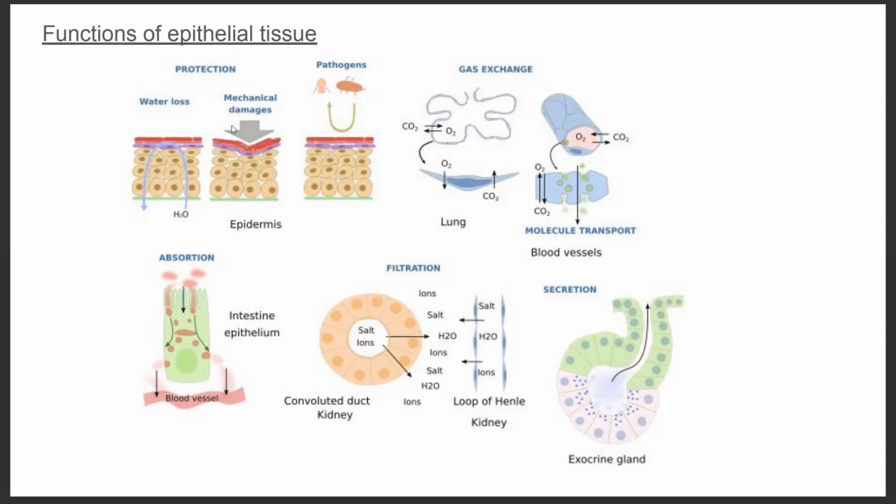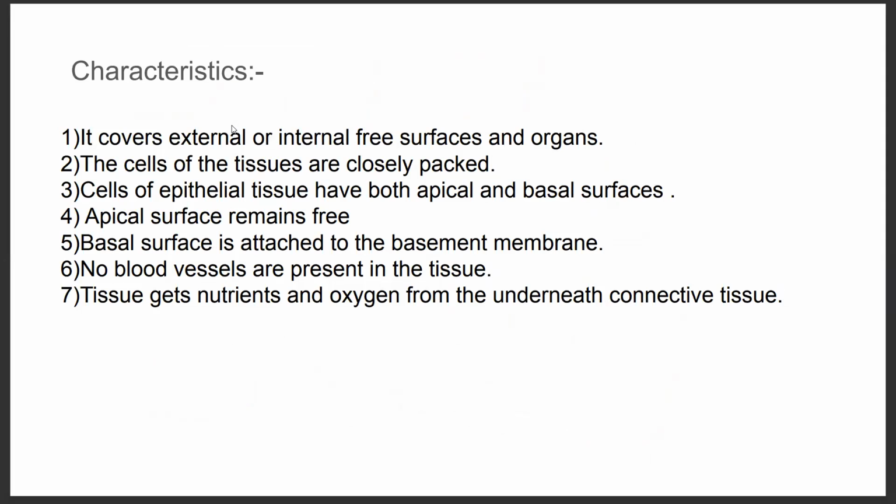Right, now again we'll check on the characteristics of epithelial tissue. First one, it covers external or internal free surfaces and organs. Number two, the cells of the tissues are closely packed. The cells of the epithelial tissue have both apical and basal surfaces. Apical surface remains free. Basal surface is attached to the basement membrane. No blood vessels are present in the tissue. And tissues get nutrients and oxygen from the underneath connective tissue.